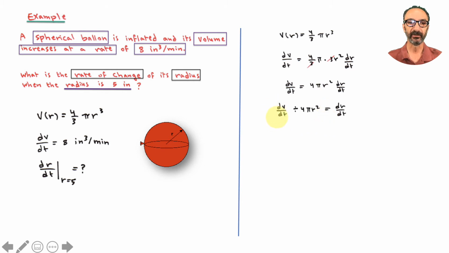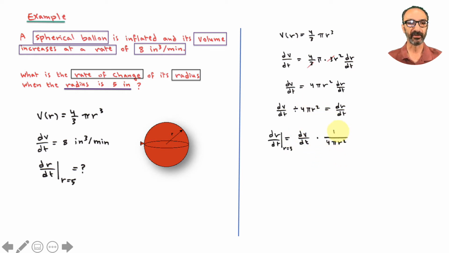dV/dt divided by this much to leave dr/dt, because the focus is dr/dt, so I want to leave dr/dt by itself. It's kind of hard to write a fraction bar here, so I wrote it with this symbol. Next.